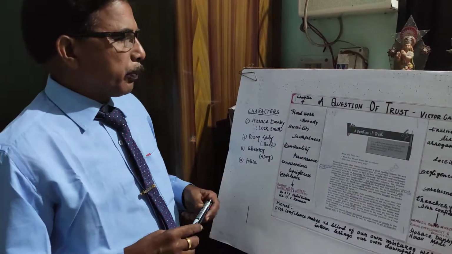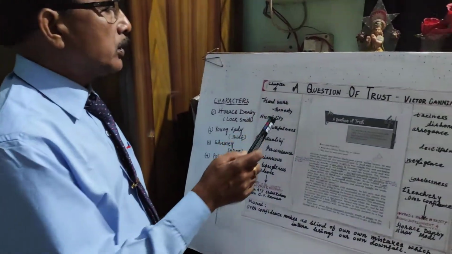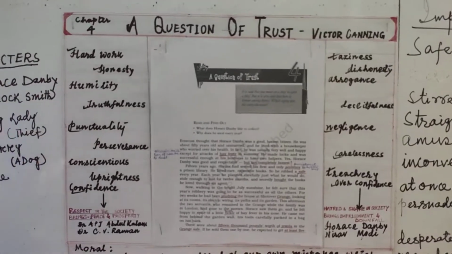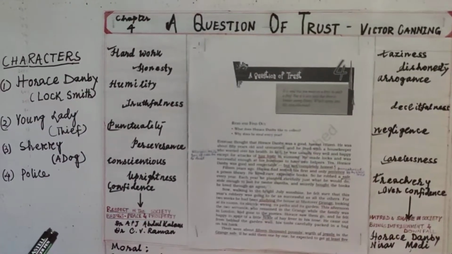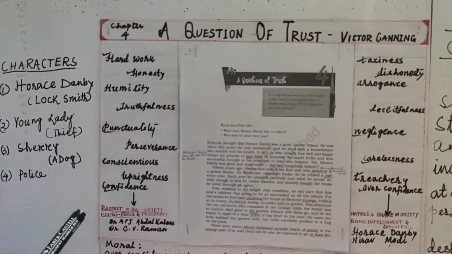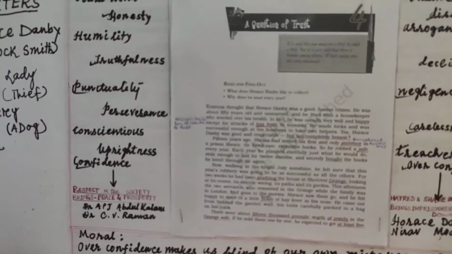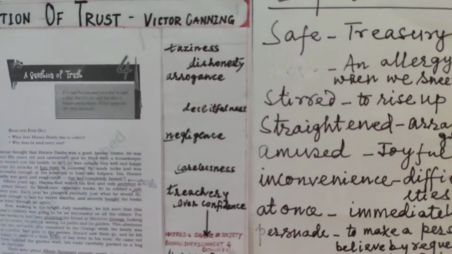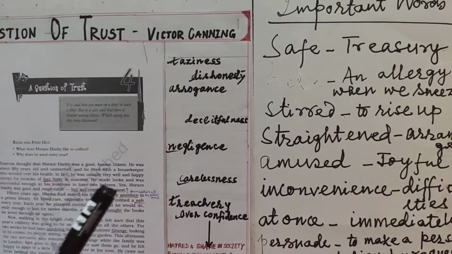Well, students, before I end this online class, I would like to sum up today's lesson. Here you can see a list of some words like hard work, honesty, punctuality, confidence. Students, these qualities bring respect for the people in the society, peace and prosperity too. Likewise, there are certain qualities like laziness, dishonesty, negligence, carelessness, overconfidence.